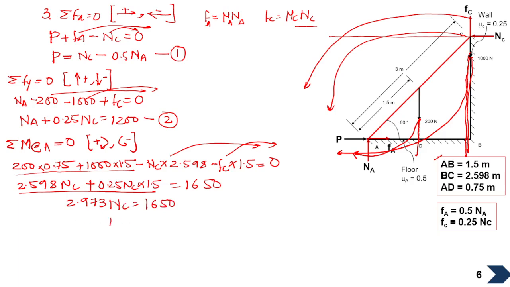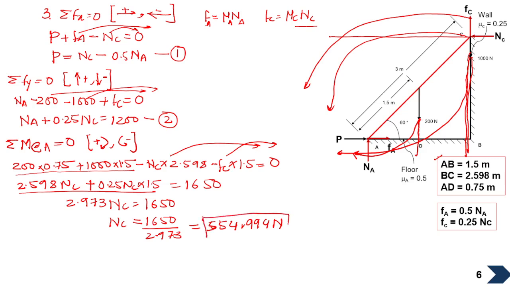So NC will be equal to 1650 divided by 2.973. This will give you the value as 554.994 Newton. Okay, we got the value of NC.